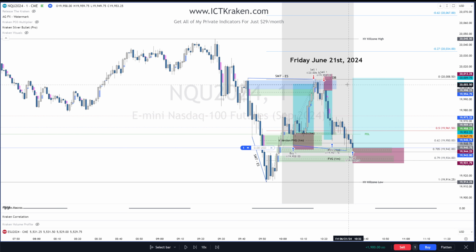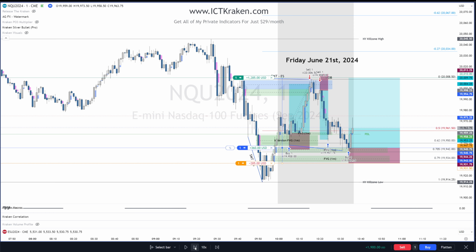So I'm going to go back up to this high right here. I'm going to aim for this high, see if we can get it right there. We'll go below this one right here, both fair value gaps right there. Let's go here to this. Okay, let's see what happens here.